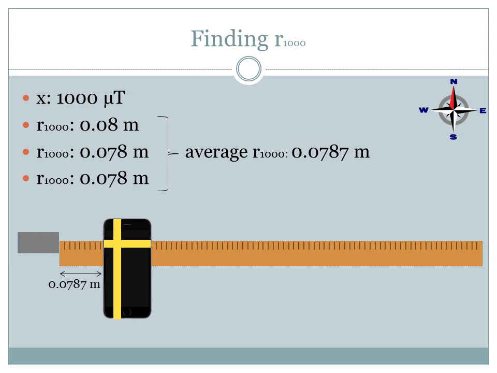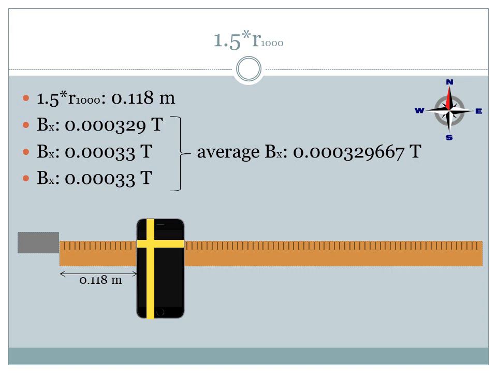My first measurement was finding R1000, which is the distance from the magnet to the sensor in my phone when the X component of the magnetic field is 1000 microteslas. The average distance was 0.0787 meters. Next, I placed the phone at a distance of 1.5 times R1000, which was 0.118 meters, and recorded the X component of the magnetic field 3 different times. The average of this was 0.000329667 teslas.